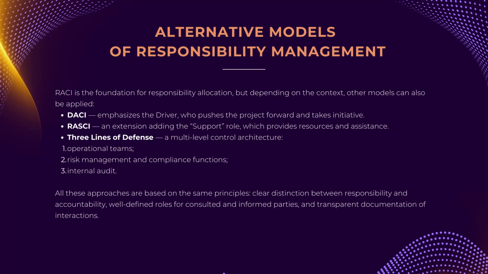It's the 3 lines of defense model, an assurance architecture where responsibility is distributed by levels of independence rather than by tasks. The first line is operational teams that directly manage AI systems. The second line is independent risk management and compliance functions overseeing the first line. The third line is internal audit, which evaluates the effectiveness of the first 2. This model is often used in high-risk sectors, finance, healthcare, critical infrastructure, where regulators require multi-layered control.